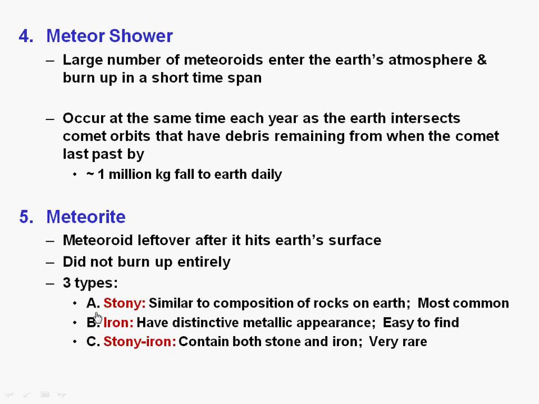So our basic three types: stony, iron, and stony iron. Again, what's in them? Basically, same composition of Earth, which would be a stony. Iron would be, again, having a metallic appearance, and then iron stony being a combination of the two. Now, interestingly, the iron ones are the easiest to find because you can use a metal detector to find them.